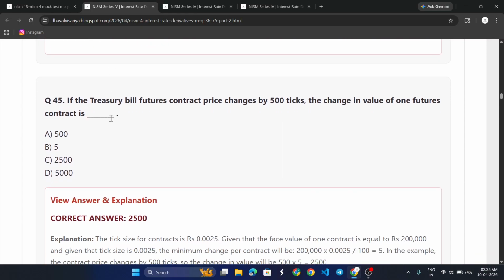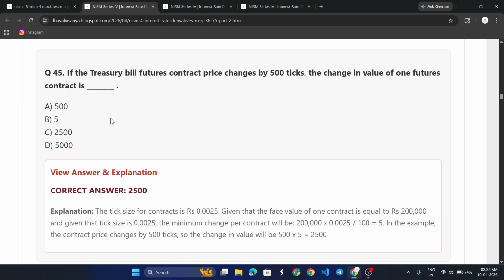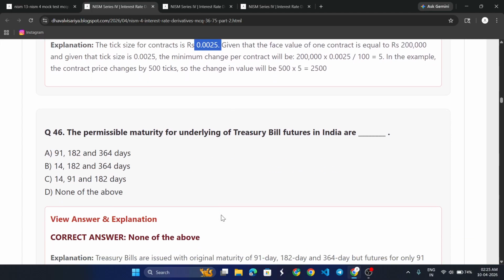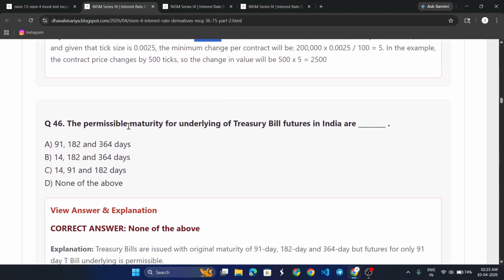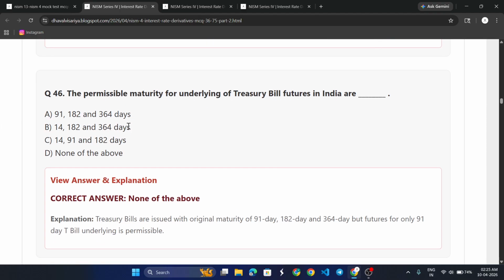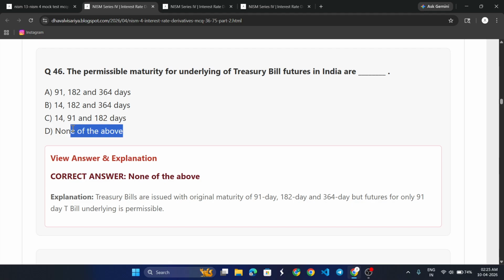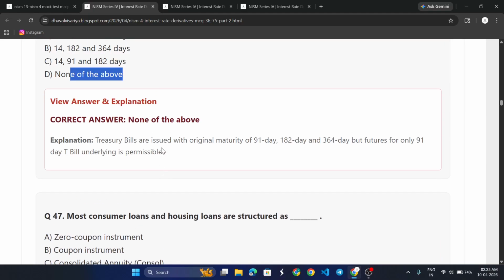If the treasury bill future contract price changes by 500 ticks, the change in the value of one future contract is 2500. You can always multiply the thing with 0.0025 and you can get the answer. The permissible maturity for the underlying of treasury bill future in India are none of the above. It is 91, 182, and 364, but the option is not there.